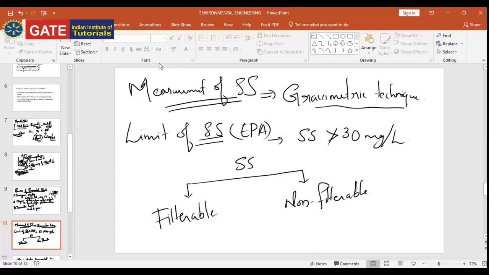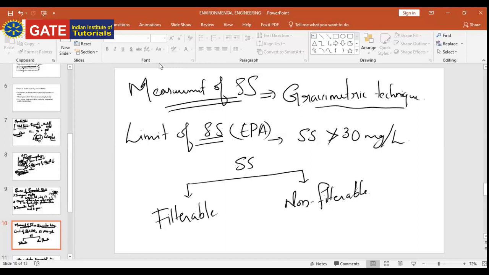So you know what filterable and non-filterable are, right? Filterable means that can be filtered using a filtration technique, and non-filterable means it is not very easy for direct filtration. We have to apply some other technique to make the particles bigger so that we can do the filtration. Got it? We have to do something artificial to make the filtration process efficient. So these are the things you should remember very well about suspended solids.